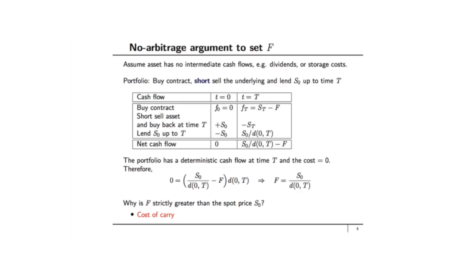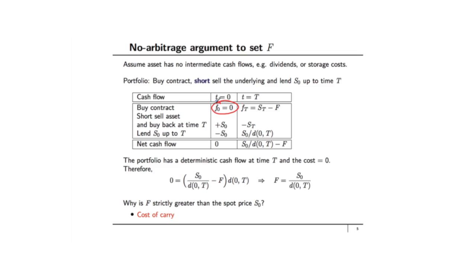Suppose the asset has no intermediate cash flows, for example, dividends or storage costs and so on. Construct the following portfolio. You buy the forward contract, short sell the underlying, and lend S0 up to time capital T. Let's look at the cash flows associated with this. If you buy the contract, you can get into the contract by paying nothing because F0 is equal to 0. This is how it's constructed.